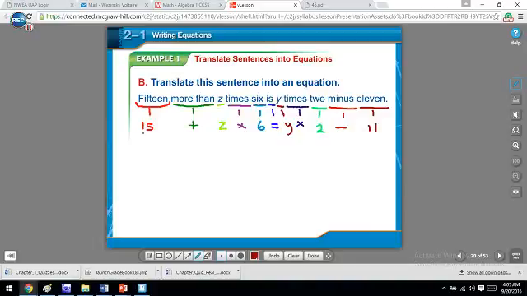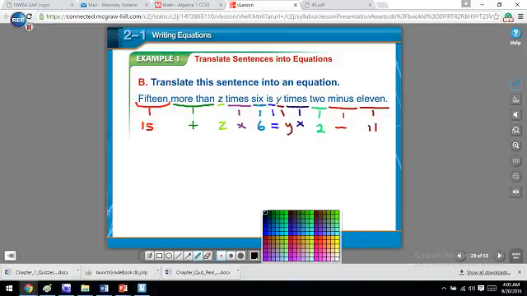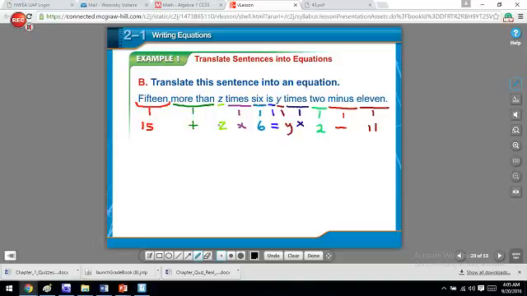Now, this is breaking it down into an equation, and now we're going to make it simpler so we can answer it. So 15 plus z times 6, and z times 6 is just 6z. So it's really saying 15 plus 6z is equal to y times 2, and y times 2 is just 2y minus 11. So here's our equation: 15 plus 6z equals 2y minus 11.